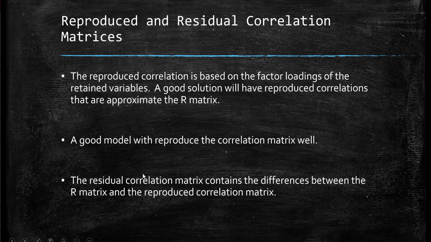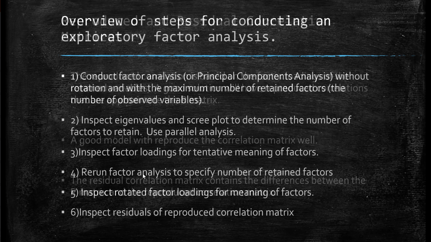The residual correlation matrix is actually, there's not even correlations in that matrix. It's simply the difference between the observed and the reproduced variables. So ideally the differences are quite minimal.